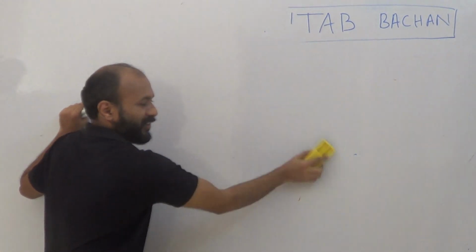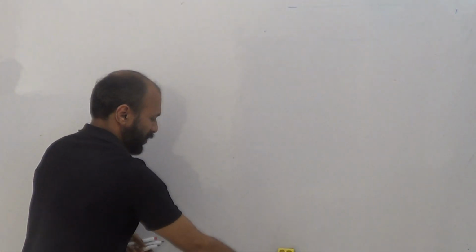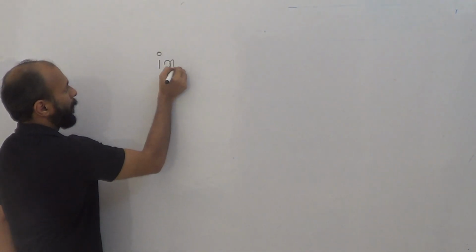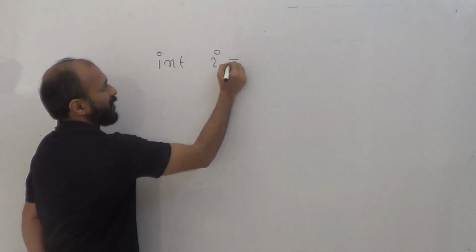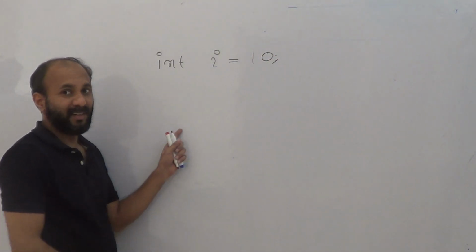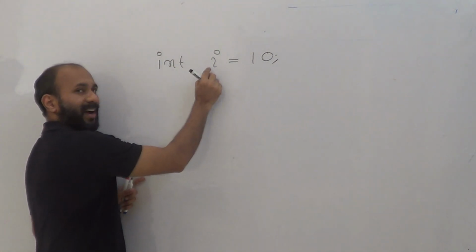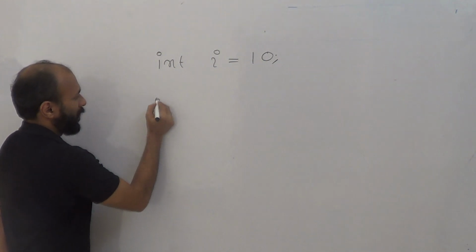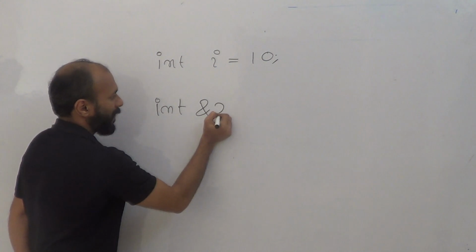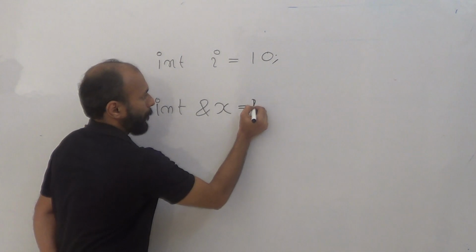Now we can write a small program and see how this works internally. As we discussed, a reference variable is nothing but an alias to an already available variable. So I am writing int i equal to 10. Now I am going to write a reference variable of type integer, which is going to refer to the variable i. Here I am writing int reference x equal to i.